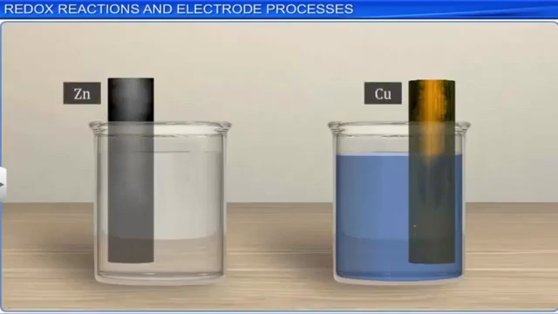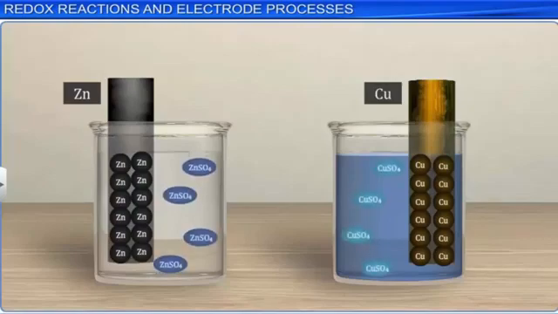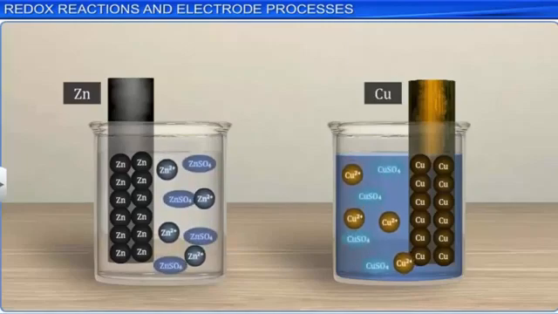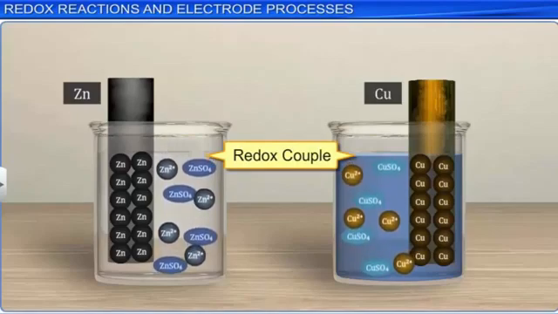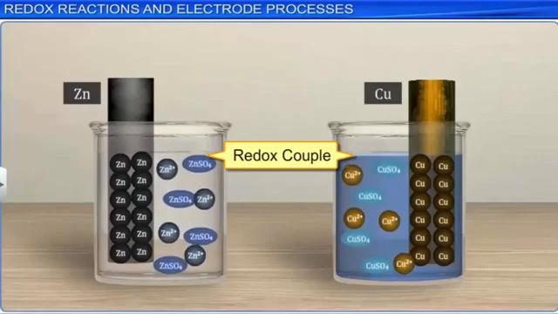In each beaker, the reaction takes place at the interface between the metal and its salt solution, and both the oxidized and reduced forms of the same species are present. This is also known as a redox couple. A redox couple is defined as a combination of the oxidized and reduced forms of the same substance taking part in a redox reaction.